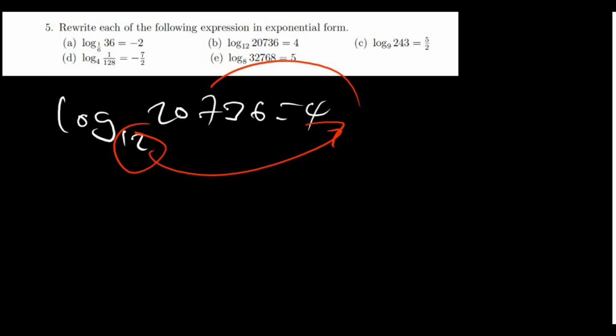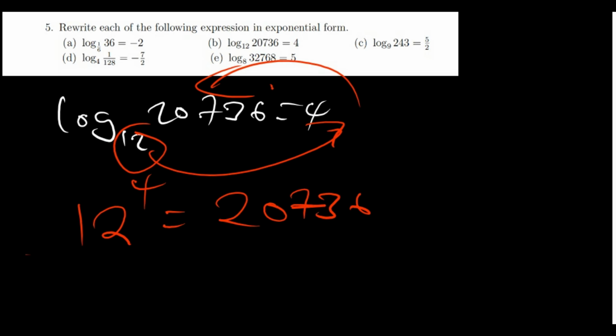Now I have got question 2 here, which is part B, saying log base 12 of 20,736 is equal to 4. What it means here is that we want to come out from log to exponential. The base raised to the power what is outside is equal to what is inside. So in that case, it's going to be 12 raised to the power 4 is equal to 20,736. This is now an exponential. And for sure, 12 raised to the power 4 is going to give you 20,736.